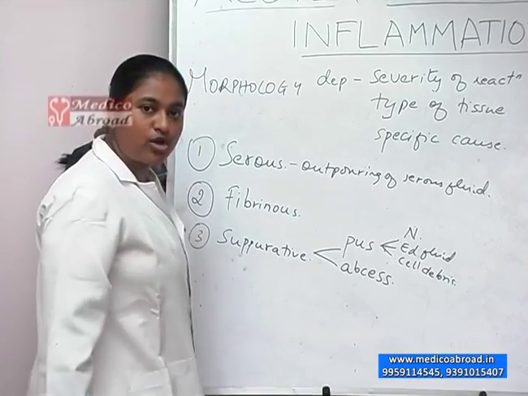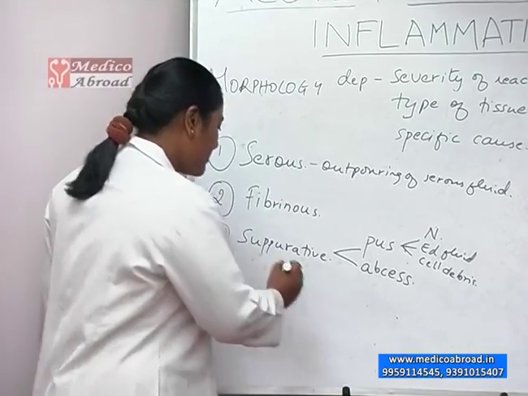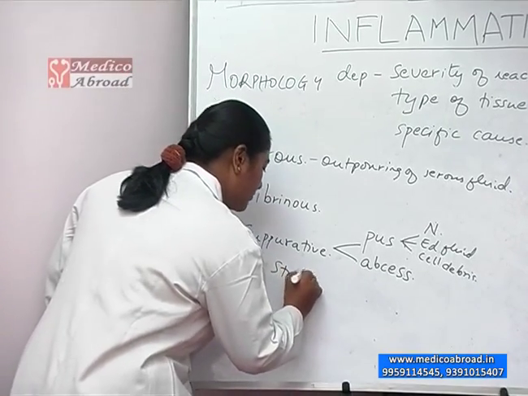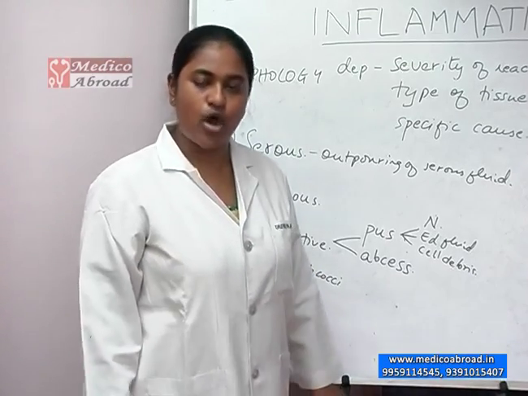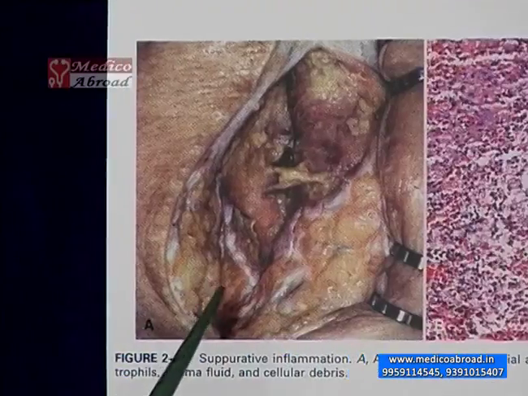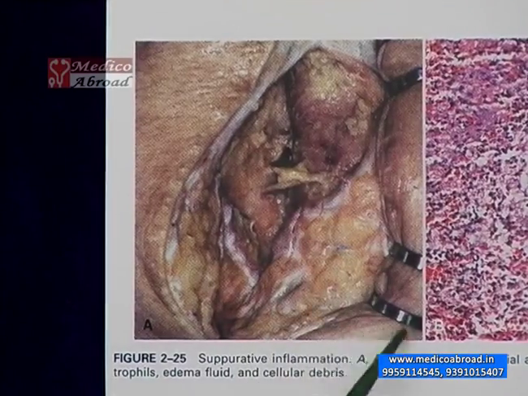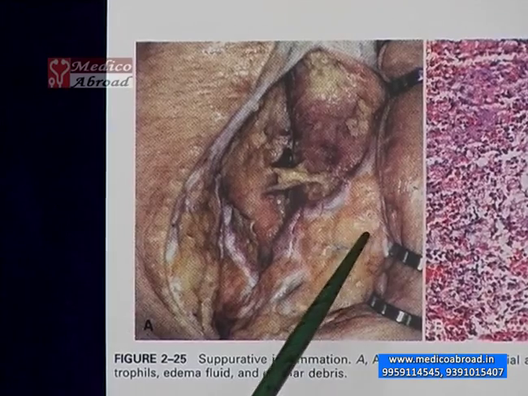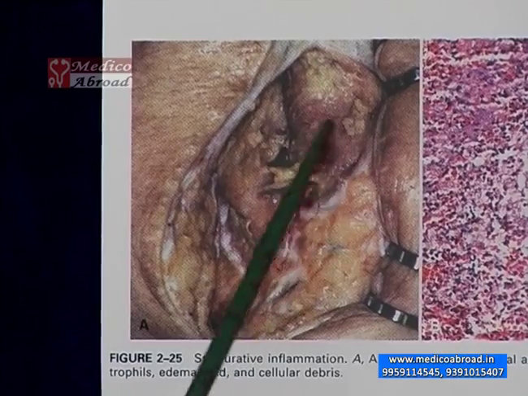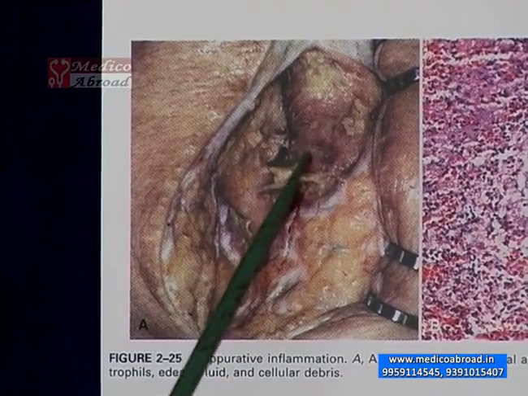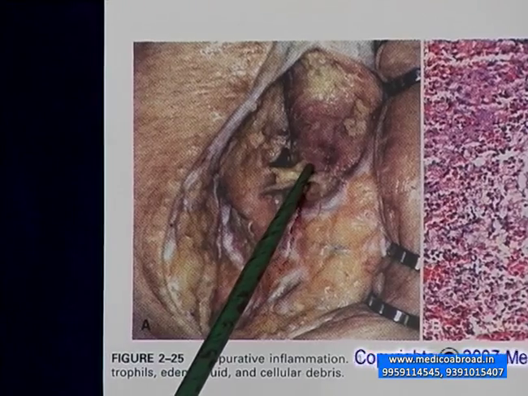Suppurative inflammation may be caused by pus producing bacteria, for example streptococci. They are called pyogenic organisms. Here you see a subcutaneous abscess which is opened out, and you see skin, subcutaneous tissue. This is pus and necrotic tissue. It's a subcutaneous abscess. This is an example of suppurative inflammation.